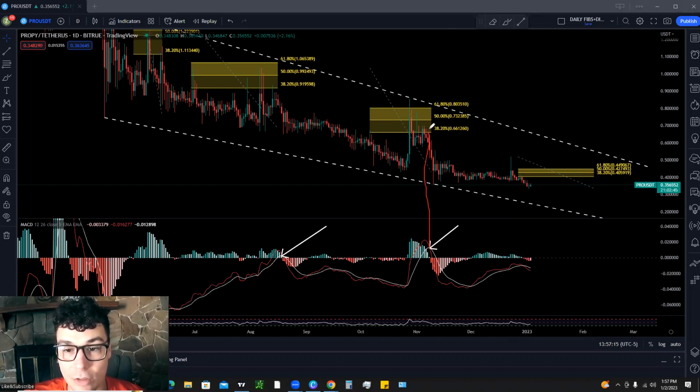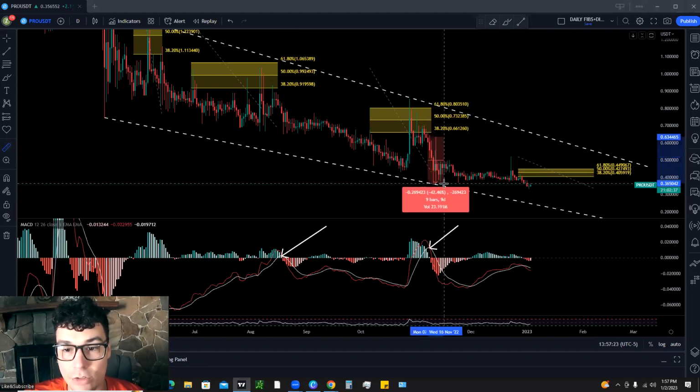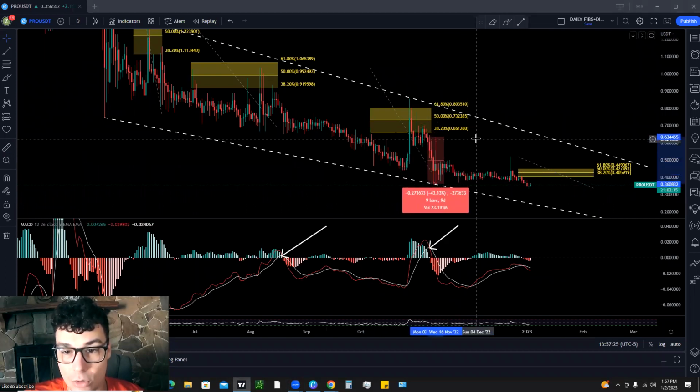That's going to be your exit signal, right? So we see right around here, we get our MACD sell signal, and if we take a look, it was a pretty sharp move to the downside, right? It dropped 42% at its lows.